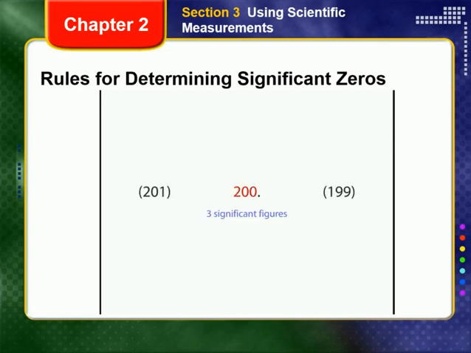If you measure exactly 200 milligrams of a substance, then the zeros in this number are significant. If, however, the zeros are just placeholders to indicate 200 milligrams as opposed to 100 or 300 milligrams, then the zeros are not significant.